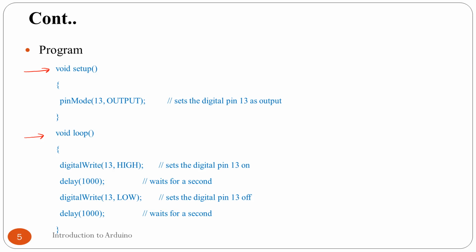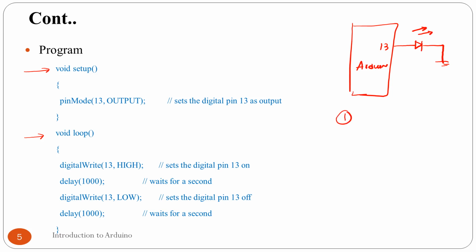So LED blinking means we have an Arduino board, and we have pin number 13, and to pin number 13 we have connected one LED. We have to write a program to blink this LED. Then what are the steps? The very first thing is we have to declare pin number 13 as an output pin. This we have to define in the void setup.